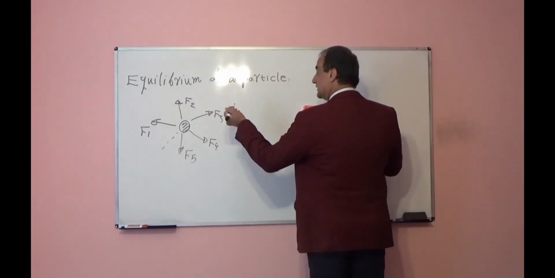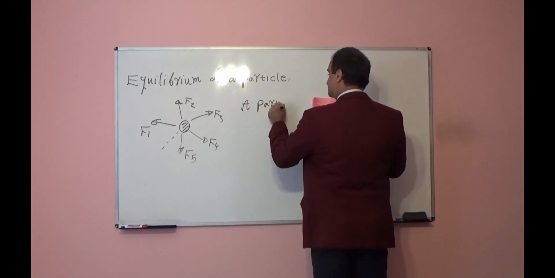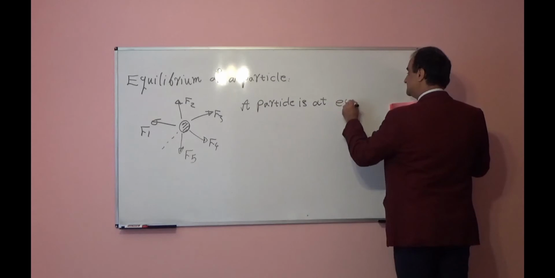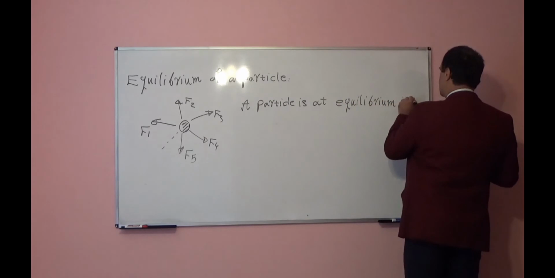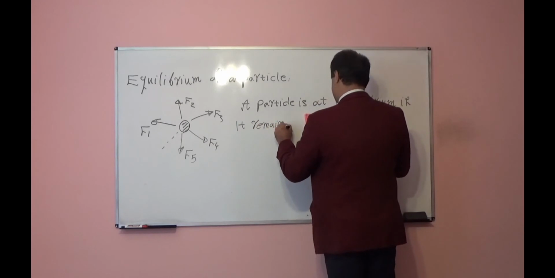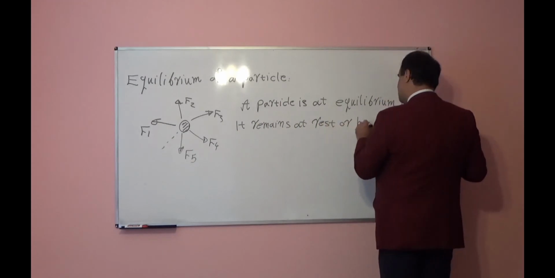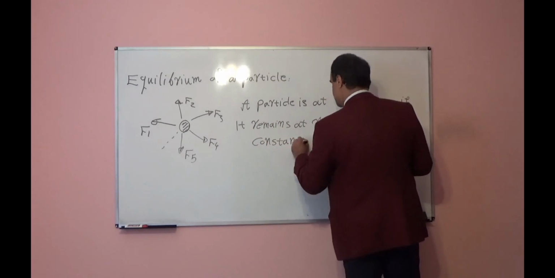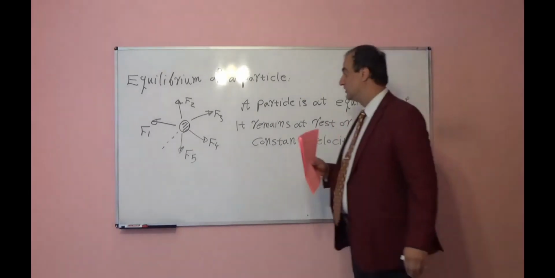So, let's define it: we call a particle at equilibrium if it remains at rest or has a constant velocity. This is the definition of equilibrium.